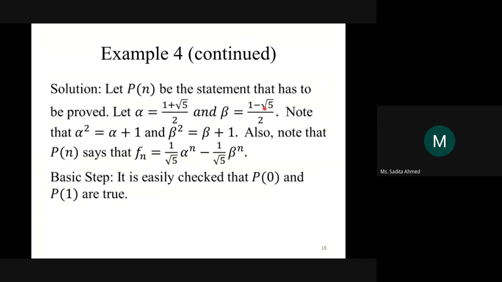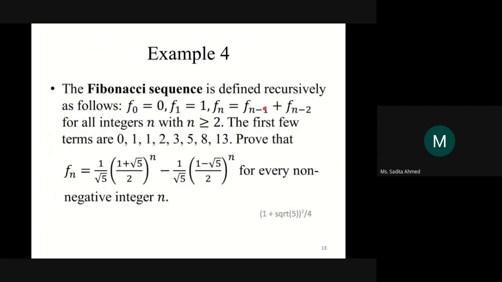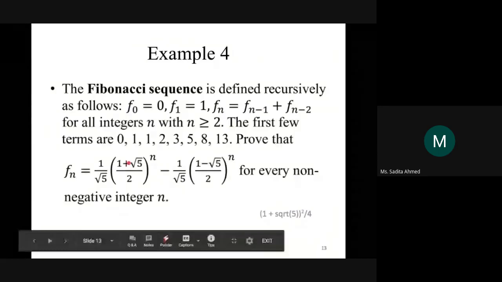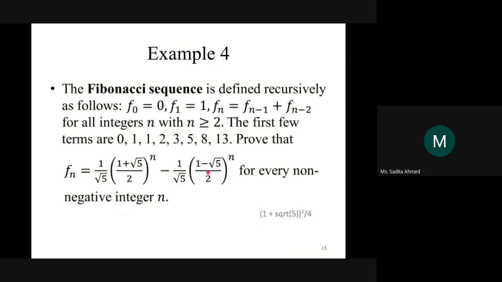We'll use alpha and beta to represent these things. 1 plus square root of 5 by 2 will be represented using alpha. 1 minus square root of 5 by 2 will be represented using beta. Why are we doing this? Just to make the whole expression neater. It makes things easier. You'll just see that.